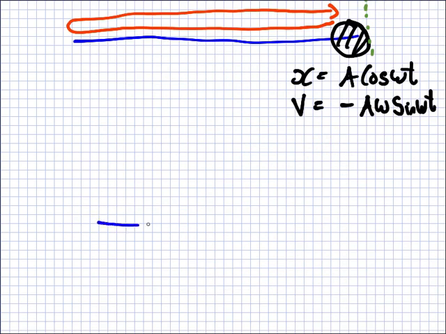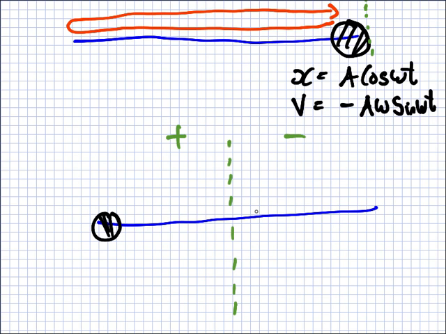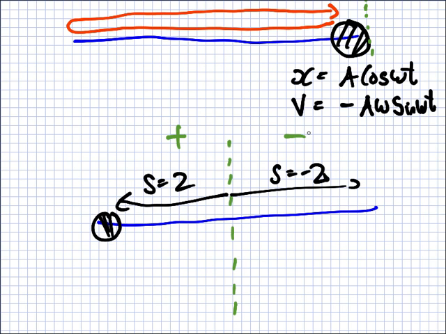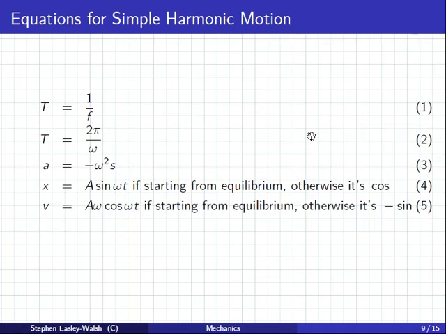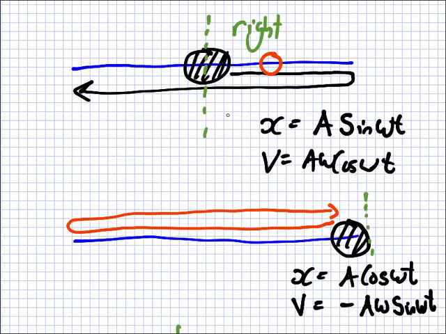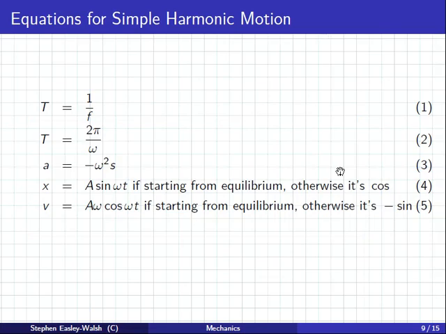Even if in real life it started, say, over here, it's much easier to then imagine that this side is positive and this side is negative. So here you would say s equals maybe 2, whereas here you'd say s equals minus 2. The reason for doing that is because these formulas only work for these two situations, where it starts in the middle and heads right, or it starts at the far right. If you start having it do things like start here, or worse, somehow starts between the middle and the end, then the formula changes a lot. So it's much easier if it either starts in the middle or starts at the right. And if it starts in the middle, it needs to head right.